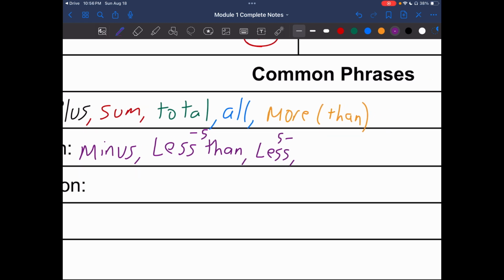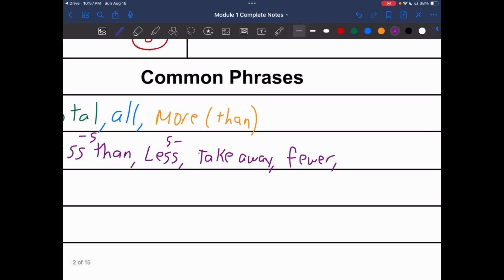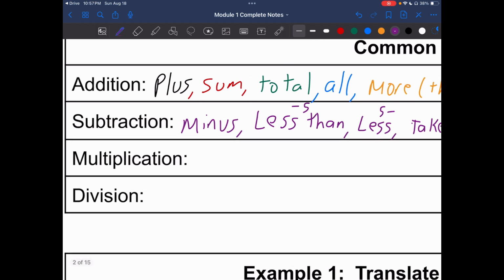We could also use a phrase like take away. Or we could even use words like fewer or difference. Now, as we move down to the next line, we are going to talk about words that can be used for multiplication. These are pretty simple. We have times, we have product.